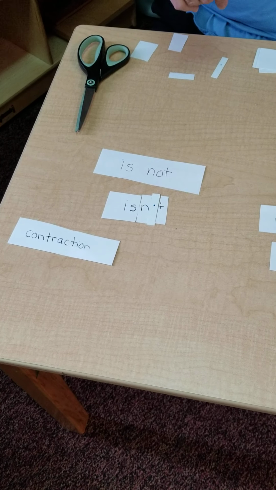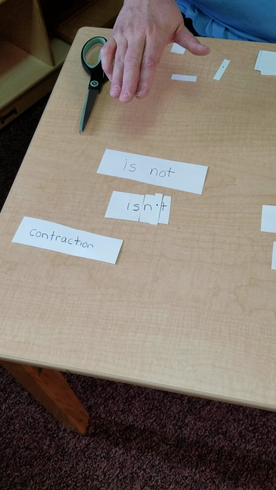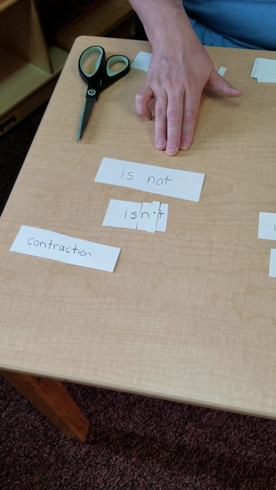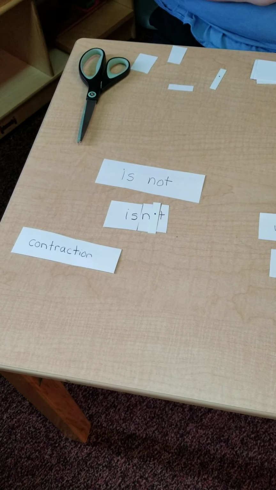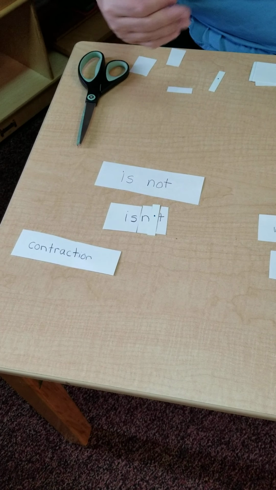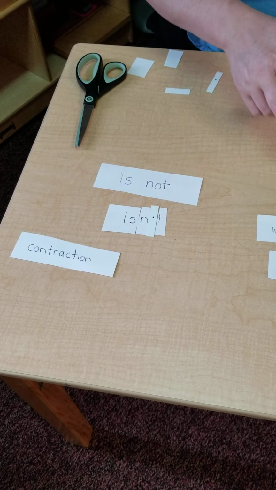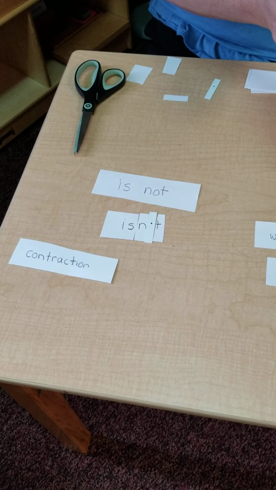Let's see if the meaning stays the same, okay? It is not cold outside. It's very warm. It isn't cold outside. It's very warm. Did it change the meaning when I used a contraction? No. So a contraction uses an apostrophe to pull together two root words.